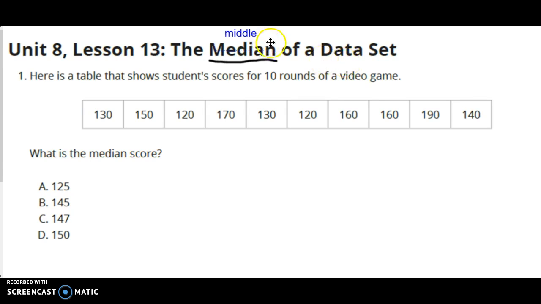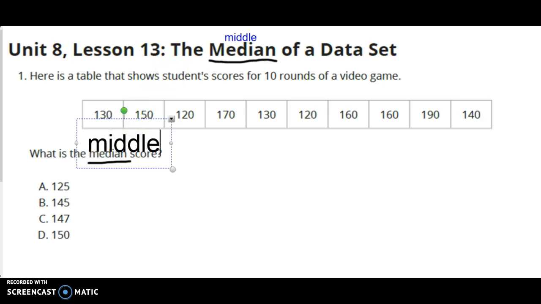And then the second part is going to involve a couple of questions that are straight from SchoolNet to help us practice what this looks like on the EOG. So let's work question one together. It says, here's a table that shows student scores for 10 rounds of a video game. What is the median score? So once again, I'm going to underline median, and anytime I see that word, I'm going to write middle.